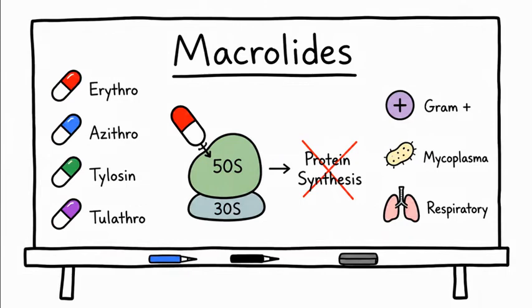Now let's talk about macrolides. Examples include erythromycin, azithromycin, clarithromycin, tylosin, tilmicosin, tulathromycin, and gamithromycin. Macrolides bind the 50S ribosomal subunit and inhibit protein synthesis. They are often thought of for gram-positive organisms, mycoplasma, and certain respiratory pathogens, depending on the drug and species.